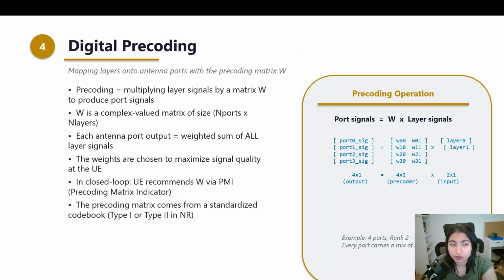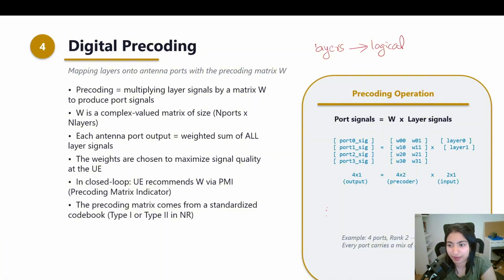Now let us look at the next important step in the RAN processing chain, which is precoding. Precoding takes the layer signals and maps them to logical antenna ports.